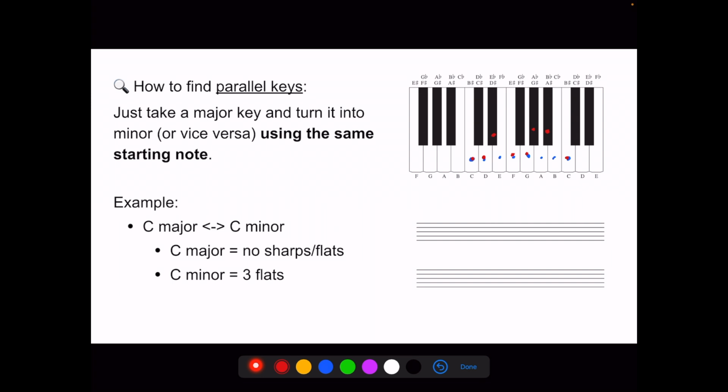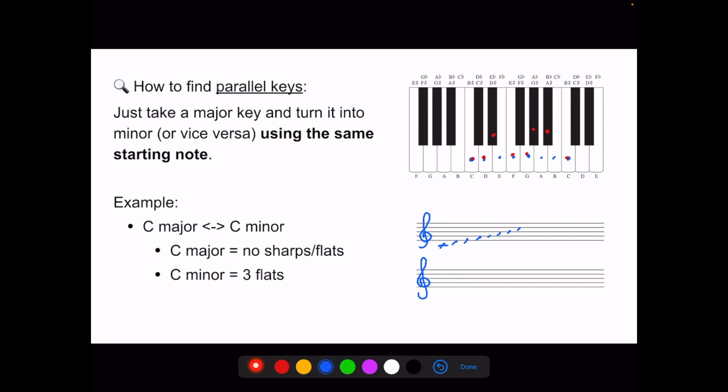So that's C minor. Well, C major has no flat, no sharp. So if you were to write this on the staff, it would simply be C, D, E, F, G, A, B, and then C. But C minor, if you go back to the circle of fifths, you will find out that it has 3 flats actually. Okay, so 3 flats.